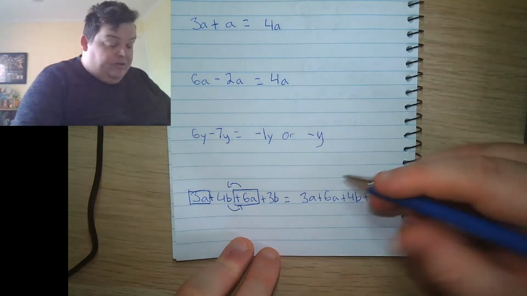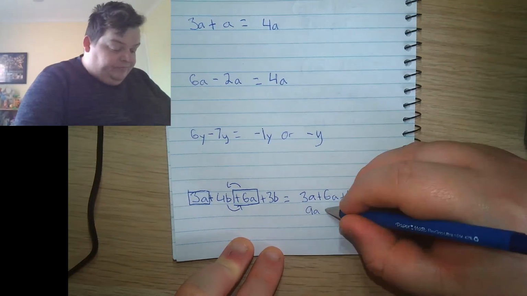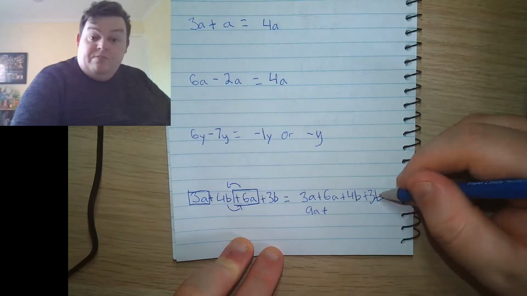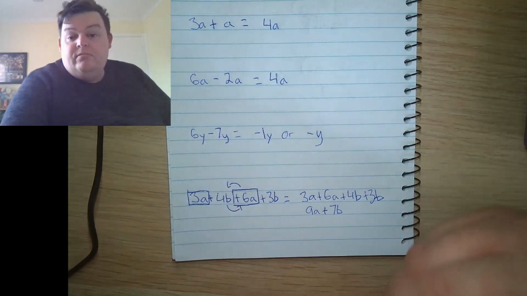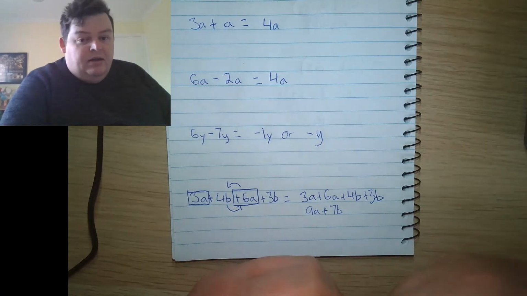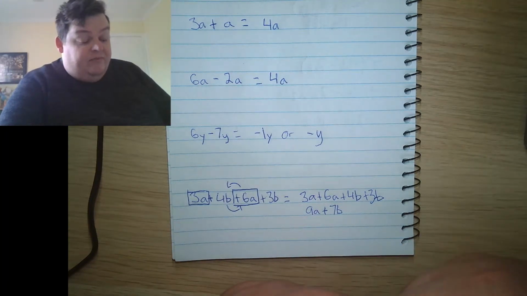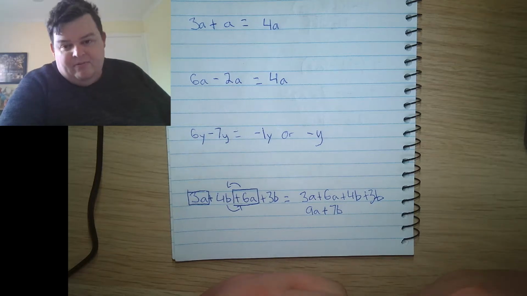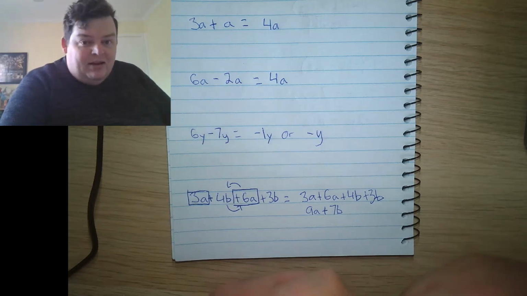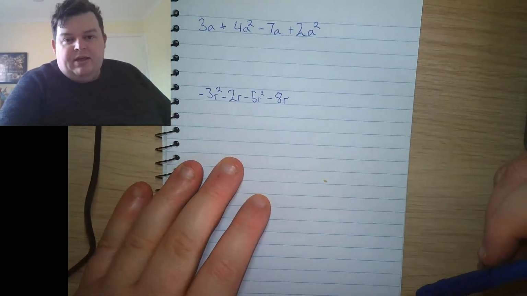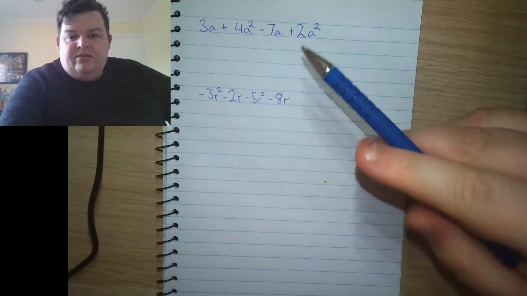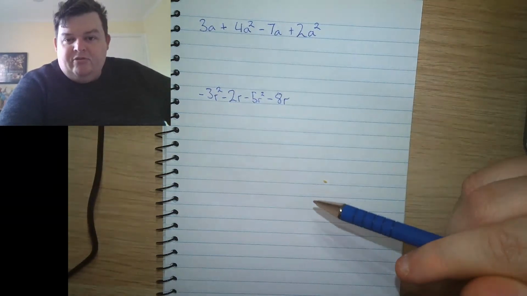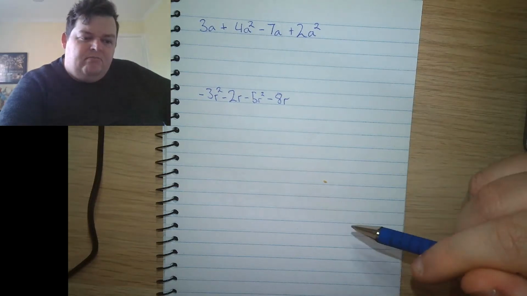So 3A plus 6A is 9A, plus 4B plus 3B is 7B, right? Which makes sense. If you had 3 apples before and you bought 6 more, you'd have 9 now. If you had 4 bananas before and you bought 3, you'd have 7 now. So that makes sense. So let's get into some more challenging ones. Now the question is, with this one, is 3A and 4A squared, are they like terms or not? Which is a good question.